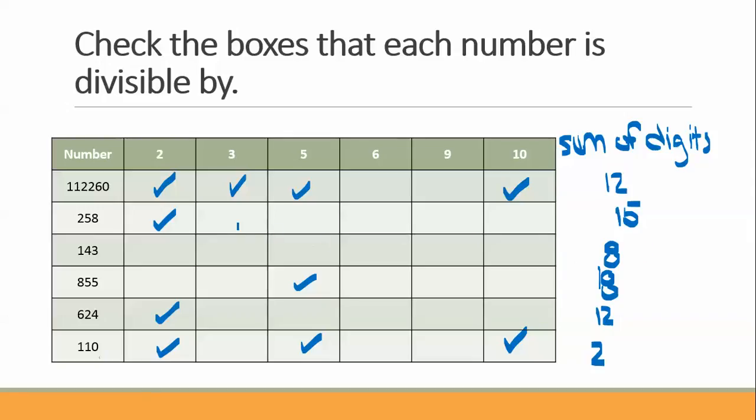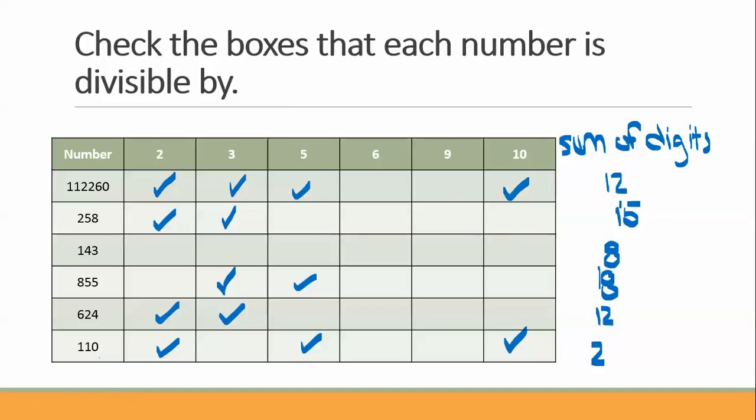15 is divisible by 3, so 258 is divisible by 3. 8 is not divisible by 3, so 143 is not divisible by 3. 18 is divisible by 3, so 855 is divisible by 3. We already said that 12 was divisible by 3, and 2 is not divisible by 3. So let's look at these numbers again and determine which ones are divisible by 9.